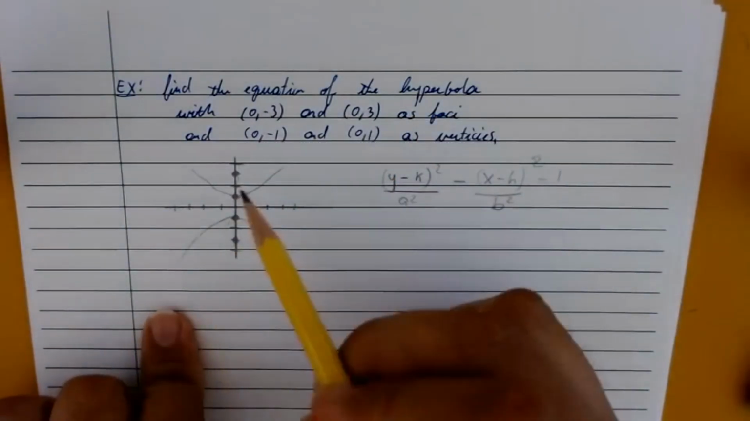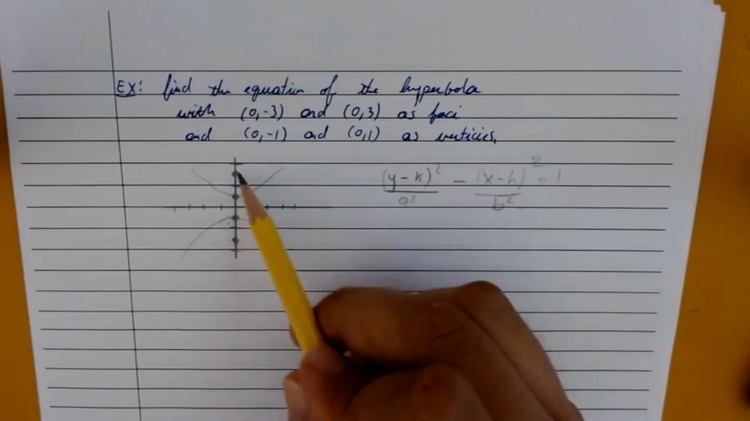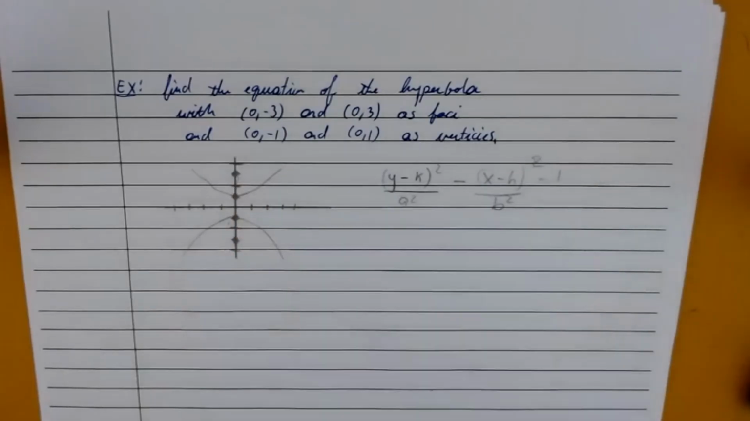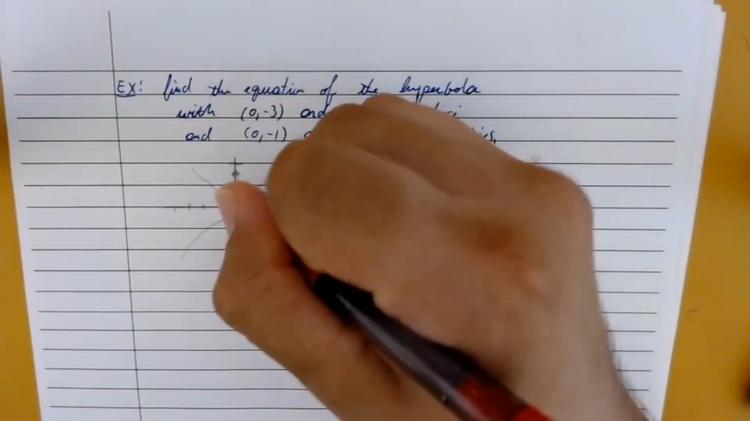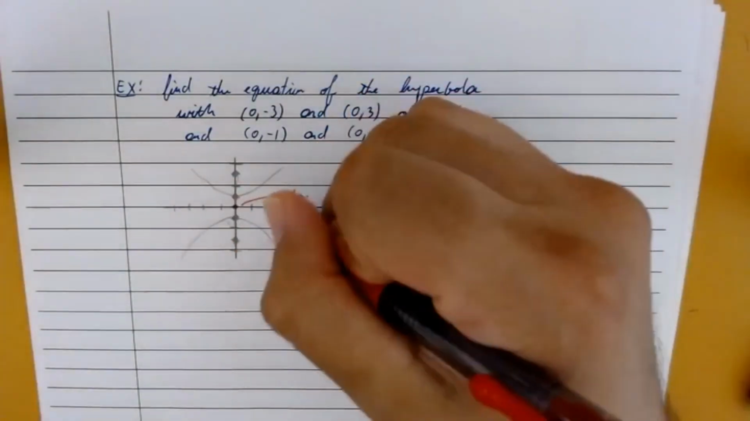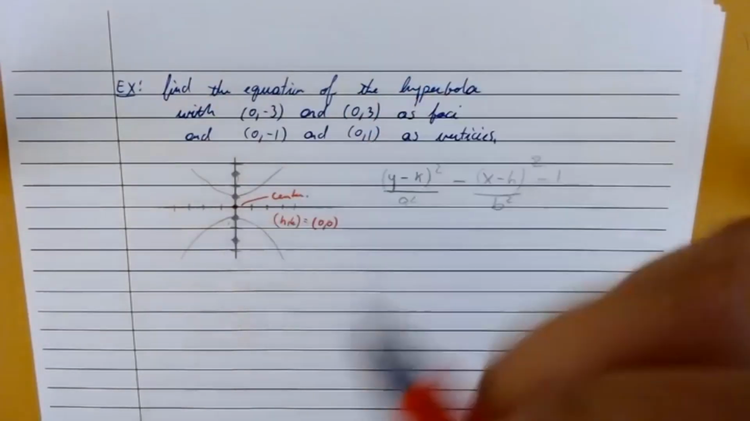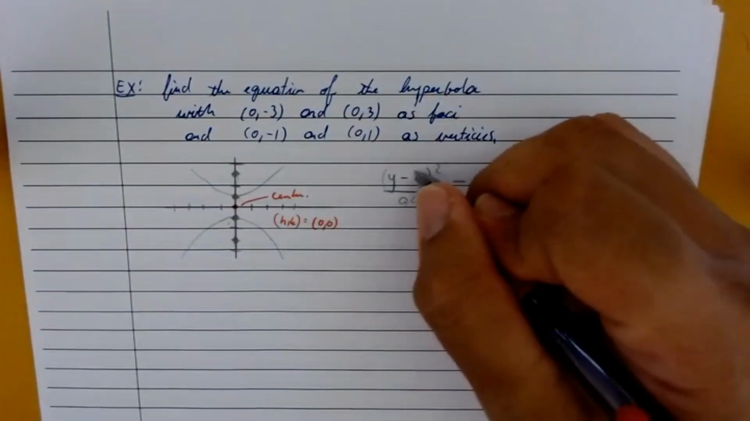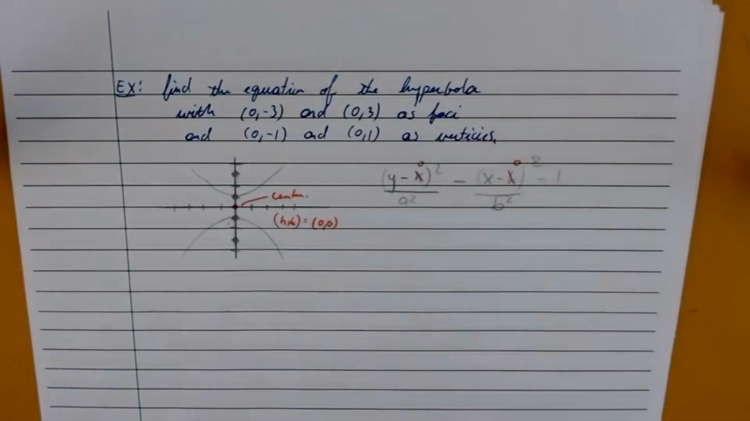Okay, well, that means we also know our center, because halfway between your vertices is your center. Or you can also say halfway between the foci. But halfway between (0, 1) and (0, -1), or halfway between (0, 3) and (0, -3), that's going to be (0, 0). That's your center. So that means that (h, k) is equal to (0, 0). So right here, that h and that k are both zeros. Okay, so now we need to find our a and our b.